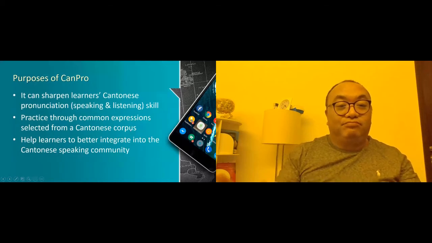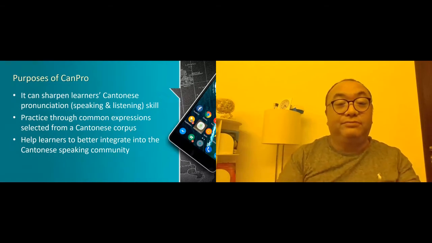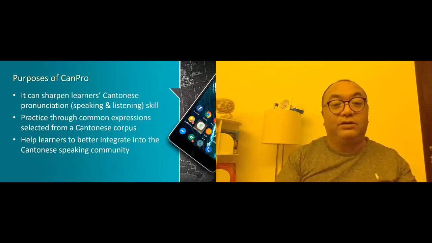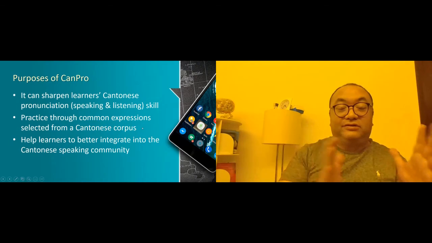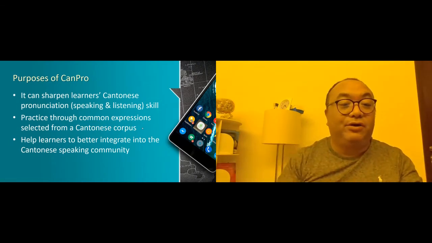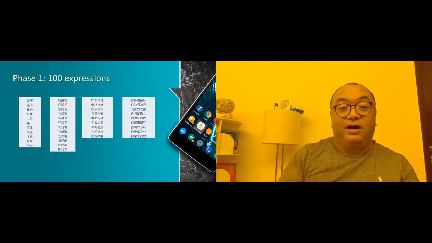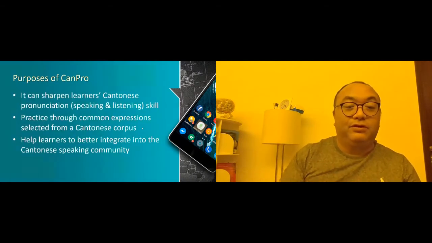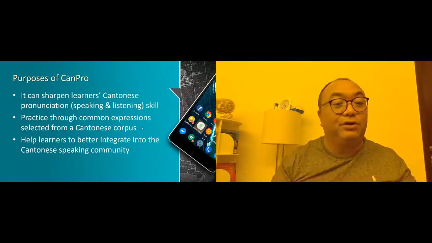The whole idea of CanPro is to make use of the corpus data we already have to sharpen learners' Cantonese pronunciation skills. As we can see from some of the surveys, they want to practice more of their speaking and listening skills, and also make use of common expressions selected from a Cantonese corpus. So this addresses the DDL, data-driven approach. We hope these expressions are useful, and we all use them in daily life, so that we can help them not just to practice pronunciation, but also to better integrate into the Cantonese speaking community.